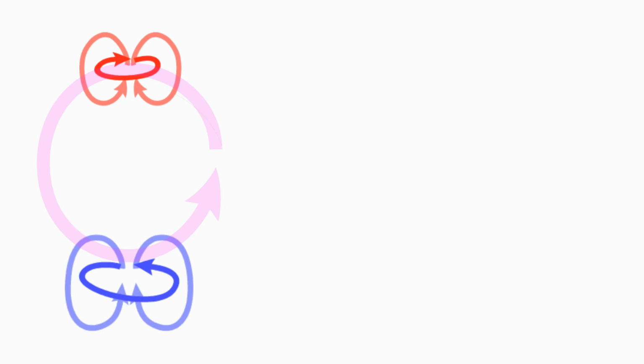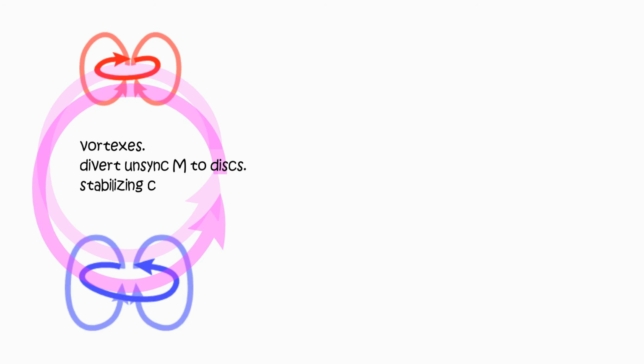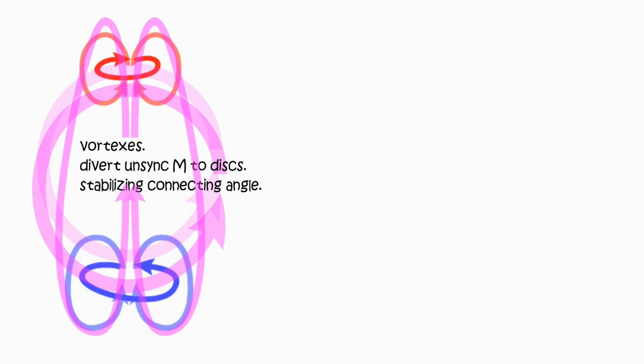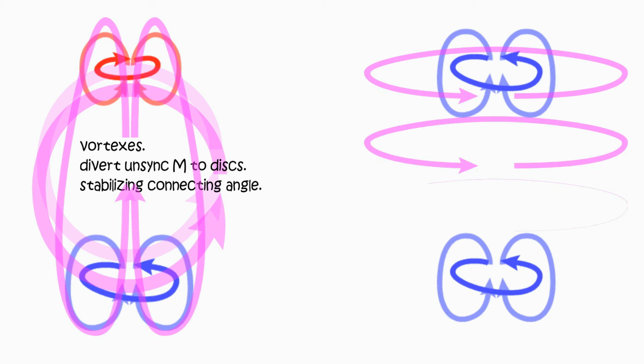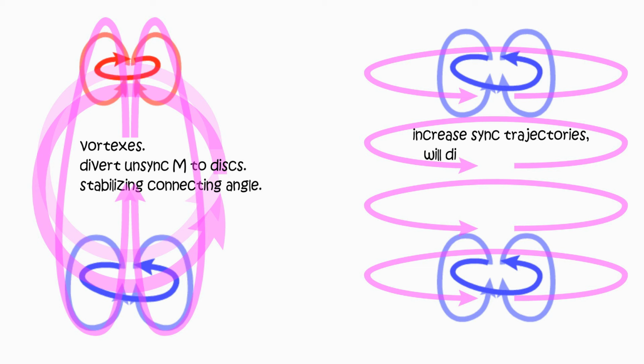In vertical attraction, both systems' disks need to be spinning in opposite directions to generate vortices. Vortices can divert unsynchronized momentum to disks and stabilize the connection angle. Spinning in the same direction will increase synchronized momentum and will disperse or tilt away.